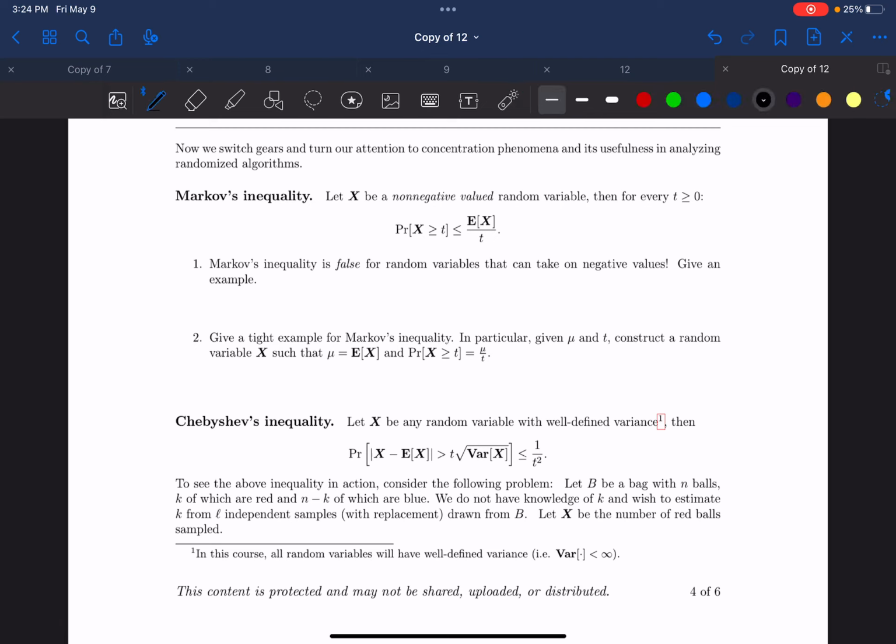Now we have some introductory problems to Markov's inequality. For our first one here, we're given Markov's inequality where x is a non-negative valued random variable, and then for every t greater than or equal to 0, we know that this is true. We're first going to prove that Markov's inequality is false for random variables that can take on negative values by giving an example. One example you could use here is simply a random variable that can be 1 or negative 1 with probability 1/2 on each.